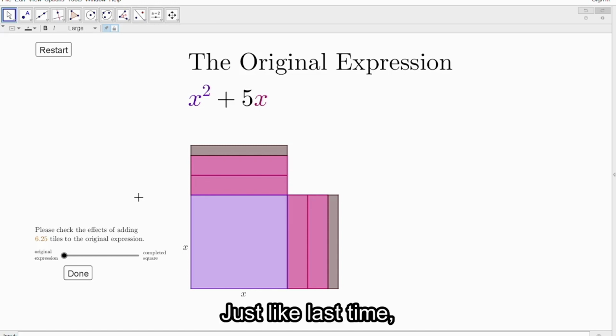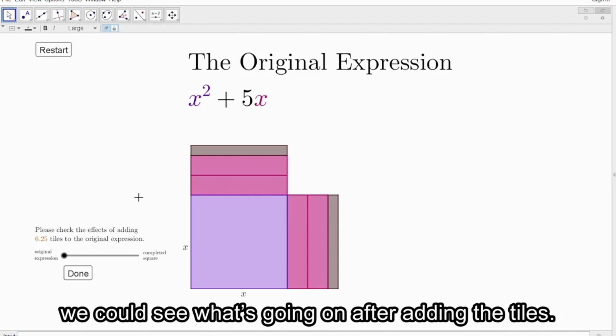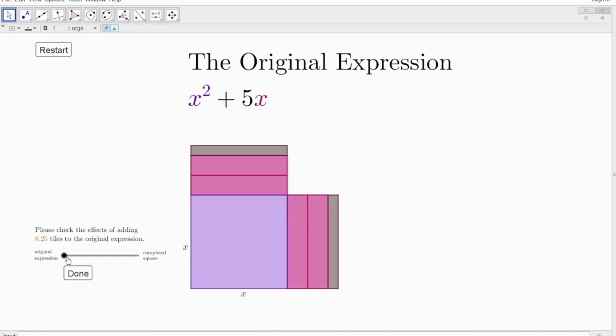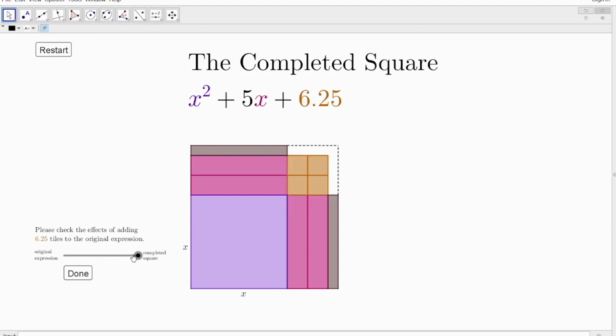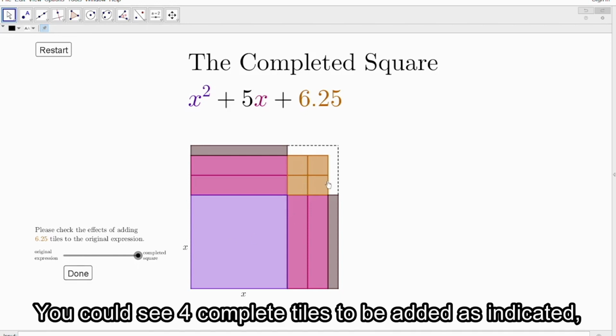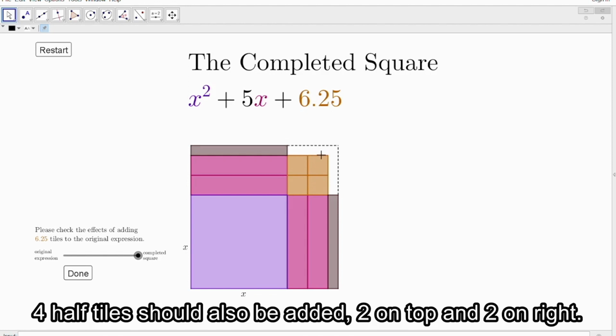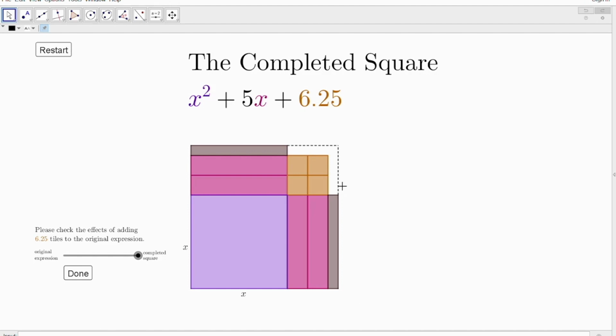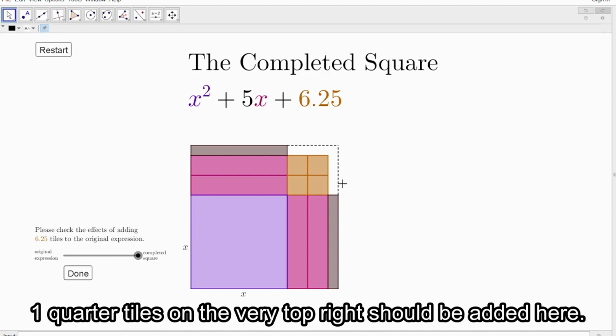Just like last time, we could see what's going on after adding the tiles. You could see 4 complete tiles to be added as indicated. 4 half tiles should also be added, 2 on top and 2 on right. 1 quarter tile on the very top right should be added here.